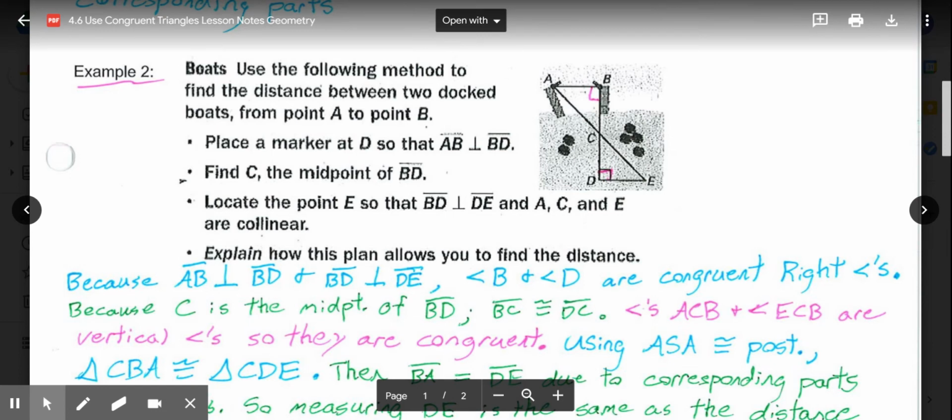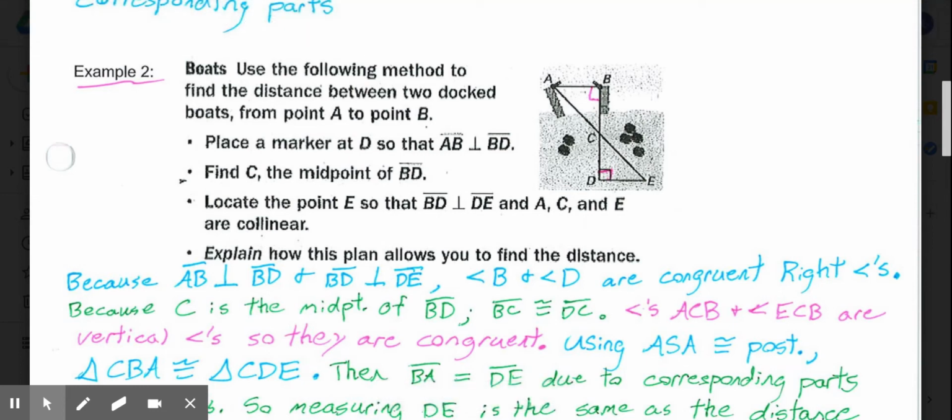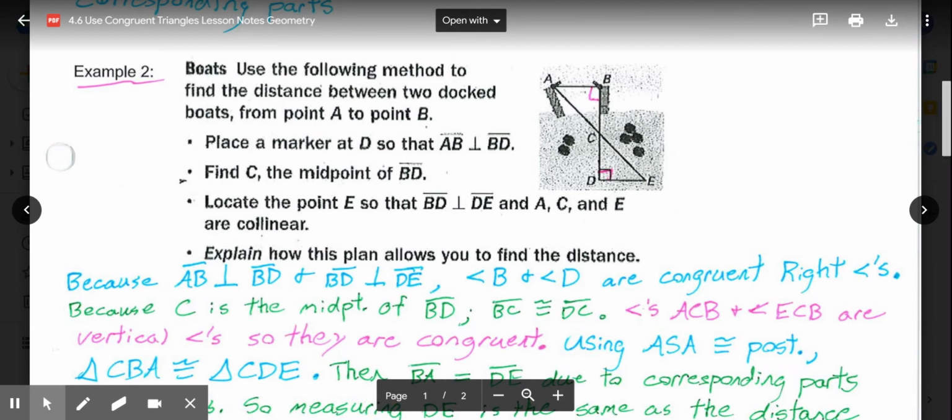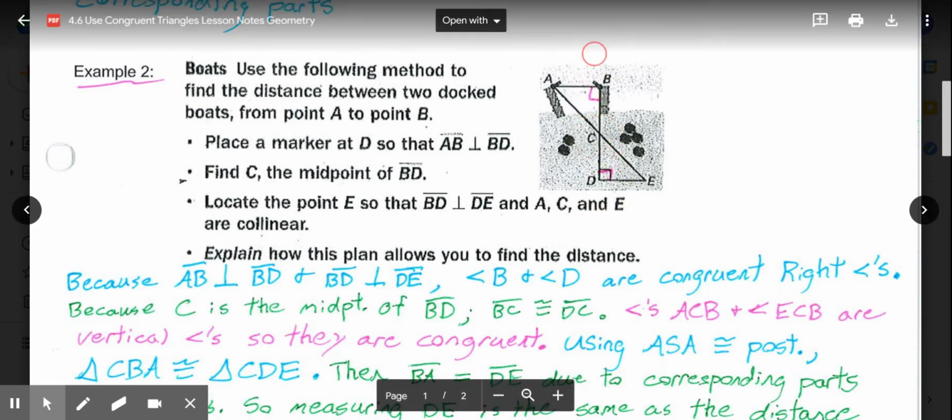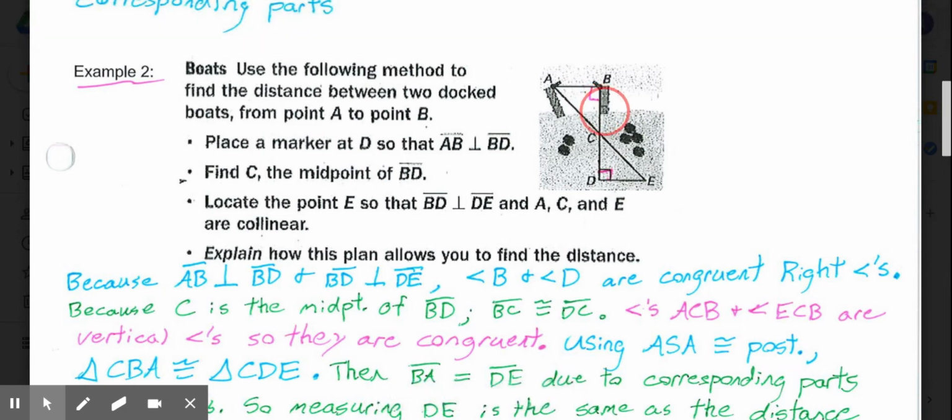So first what we know, because AB is perpendicular to BD and BD is perpendicular to DE, I know angles B and angle D are congruent right angles. So B and D are both right angles, making them congruent. With C being the midpoint of BD, I know that the length of BC here is congruent to the length of CD here.